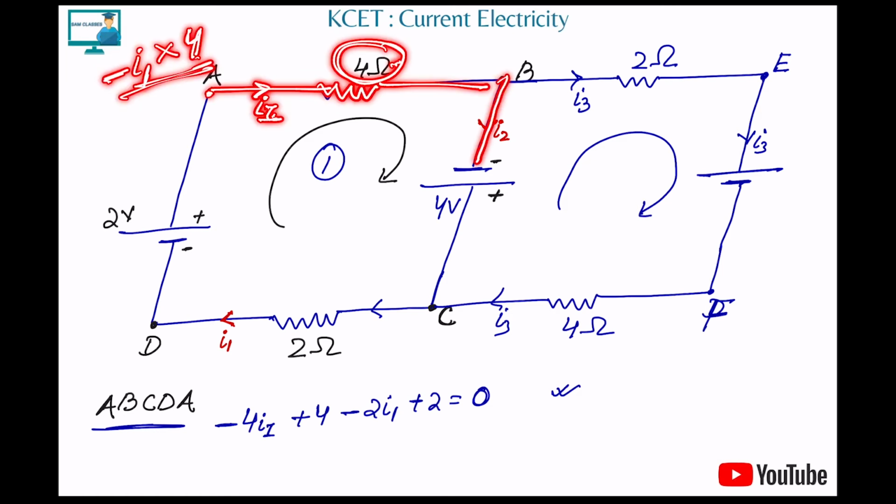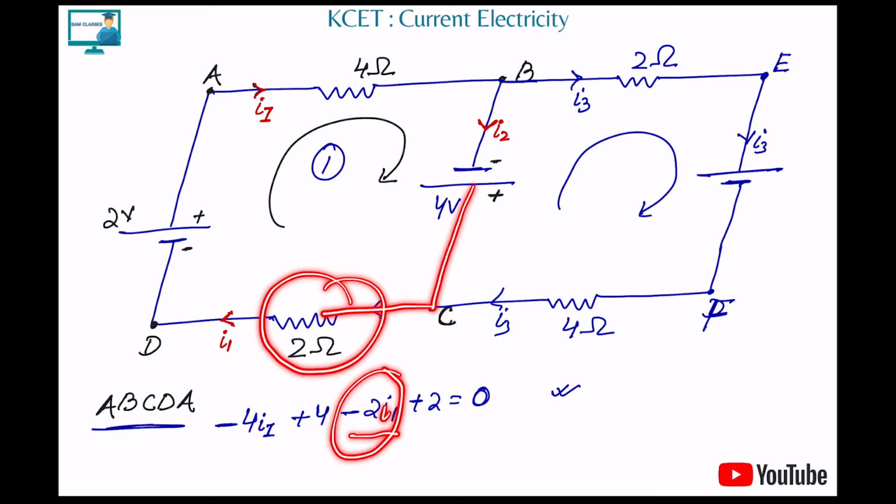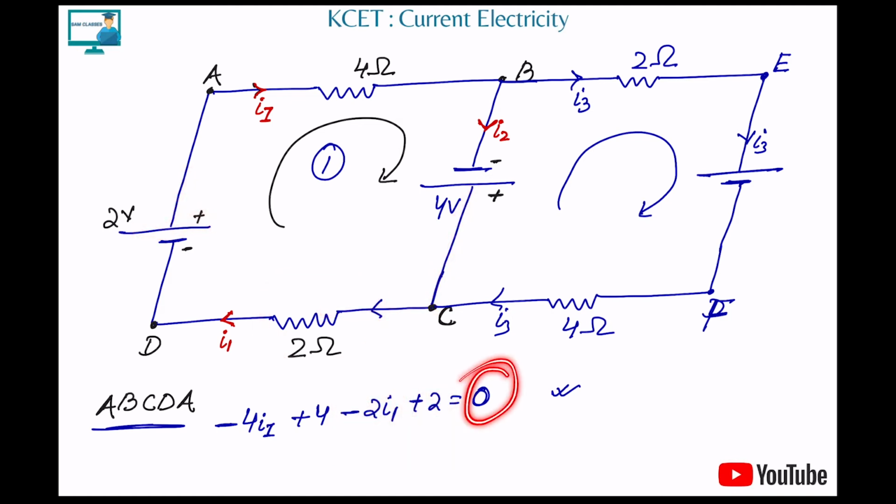Now coming from here, I'm first seeing the negative of the battery. If I get the negative, I'll write it as positive, so plus 4. Or you can understand it this way: if I'm leaving this battery from the positive side, I'll write plus 4. Next, I'm going to C, and again I'm going in the direction of the current, so again it will be negative IR. Here the current is I1 and the resistance is 2, so minus of that. And then again I'm leaving the battery from the positive side, so it will be plus 2. And that whole thing is equal to 0, because the sum of all the potentials in a loop is equal to 0. That's it.